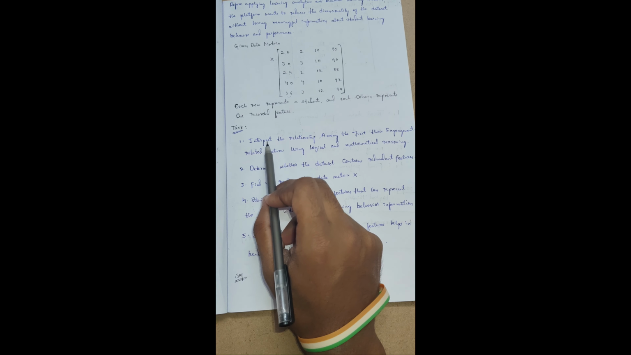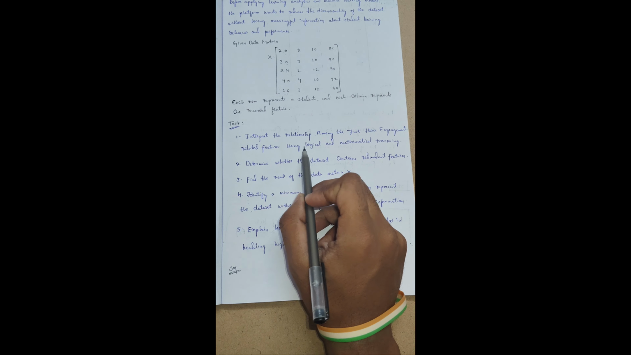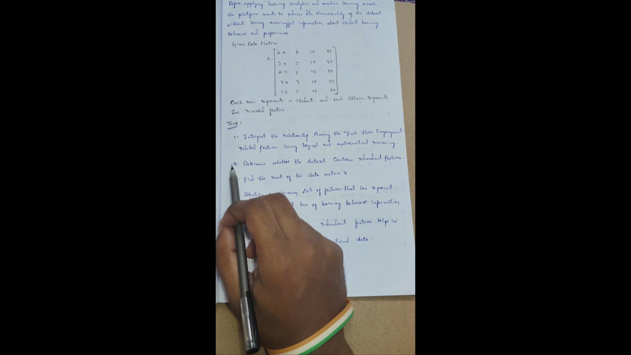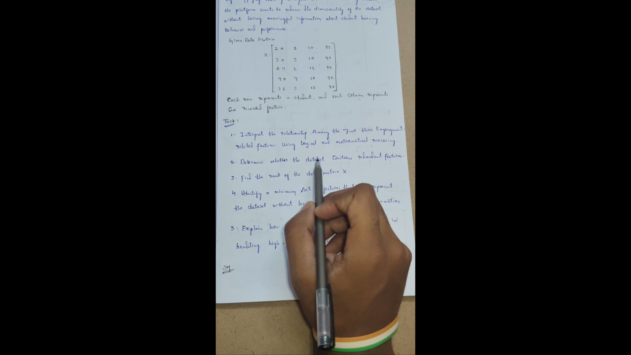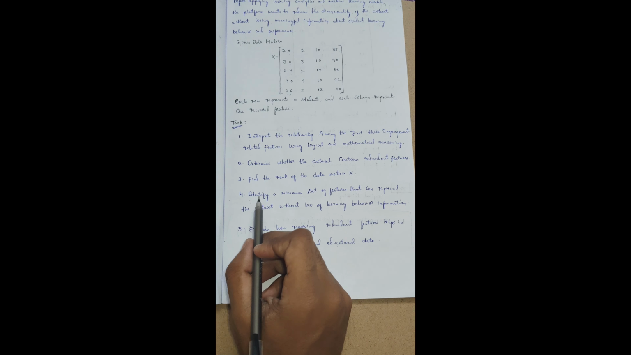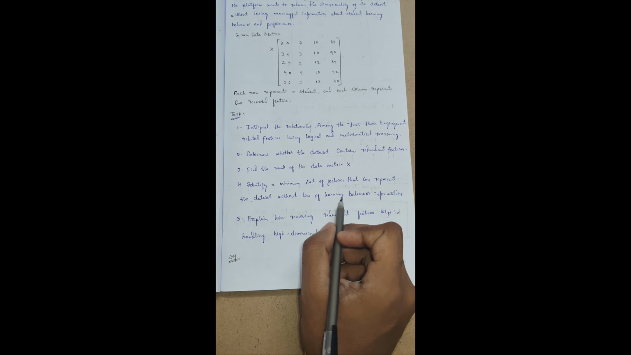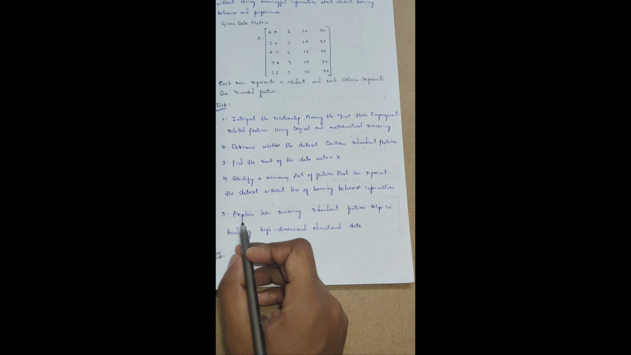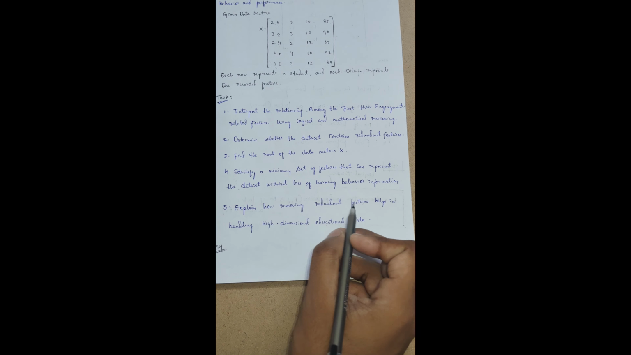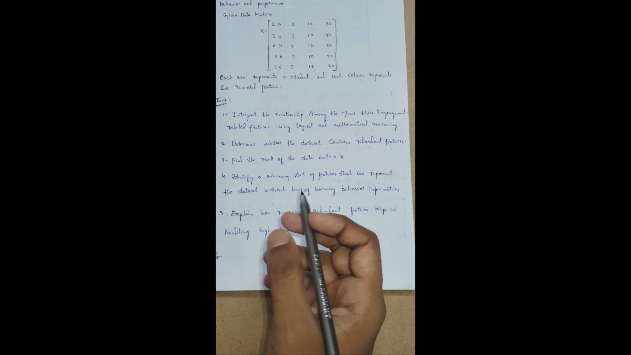Task first one, interpret the relationship among the first three engagement related features using logical and mathematical reasoning. Second one, determine whether the dataset contains redundant features. Third one, find the rank of the data matrix X. Fourth one, identify the minimum set of features that can represent the dataset without loss of learning behavior information. Fifth one, explain how removing redundant features helps in handling high dimensional education data. This is the question. Let us solve the question.